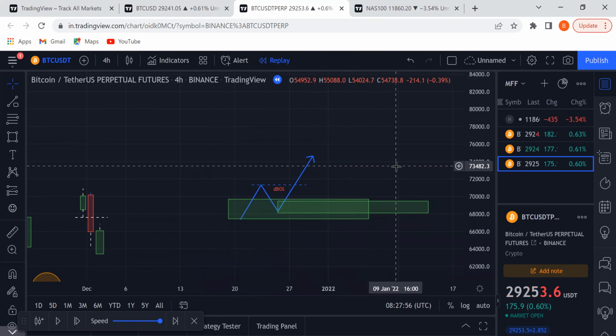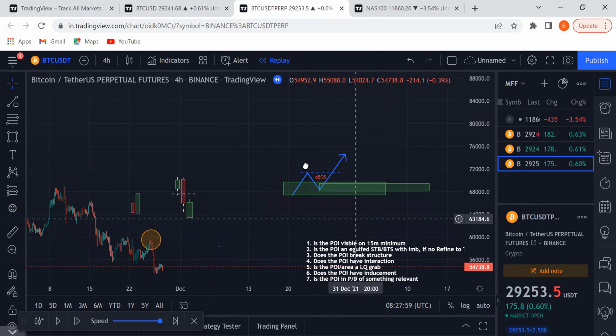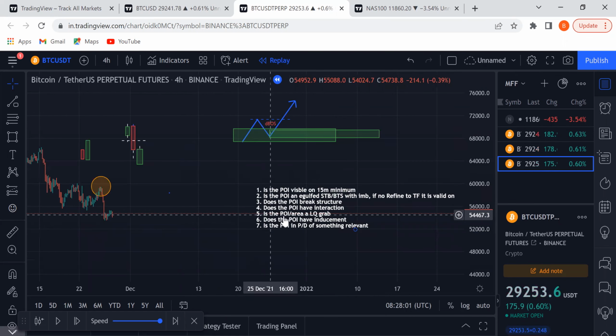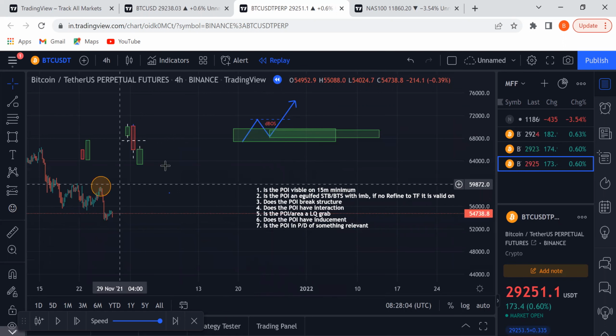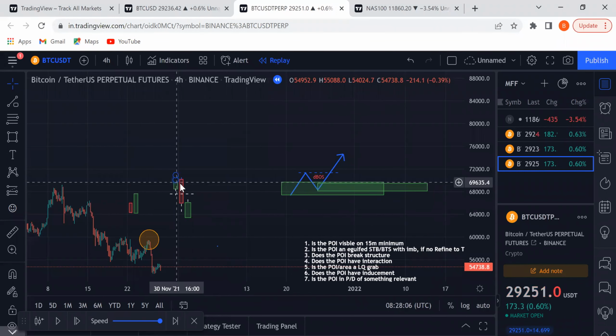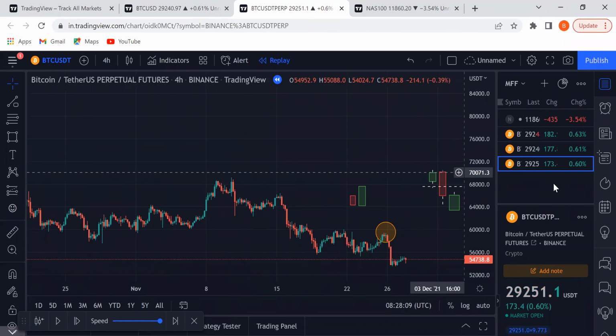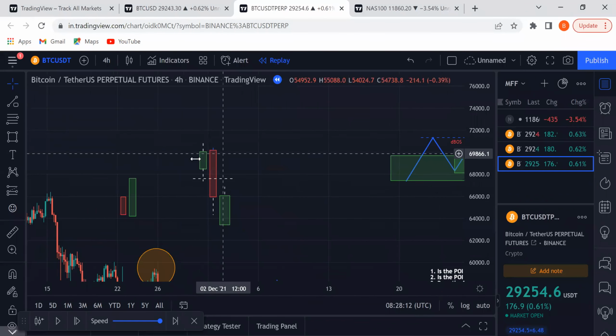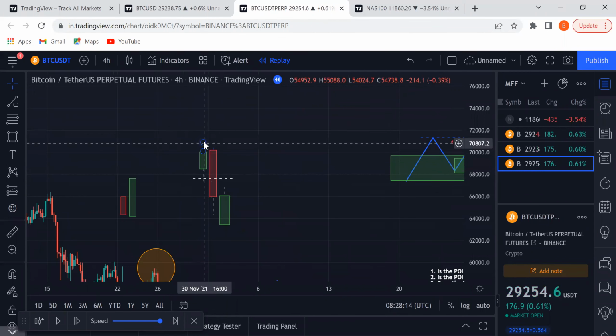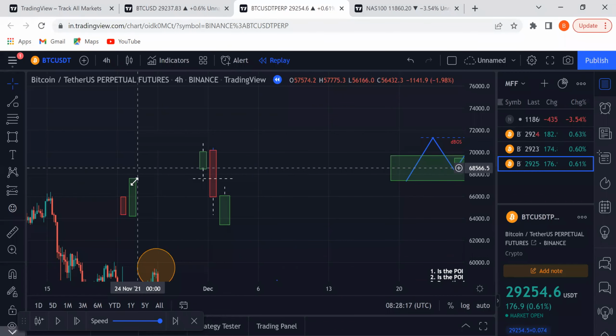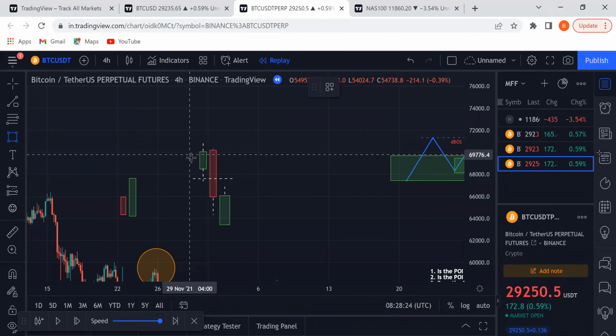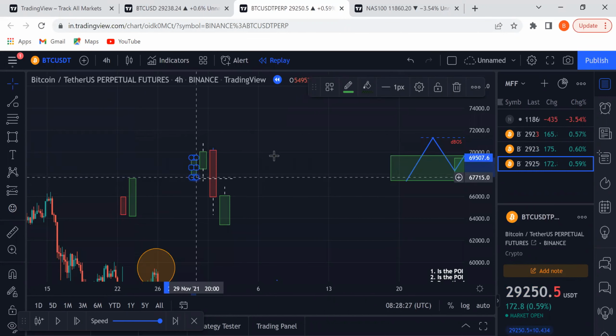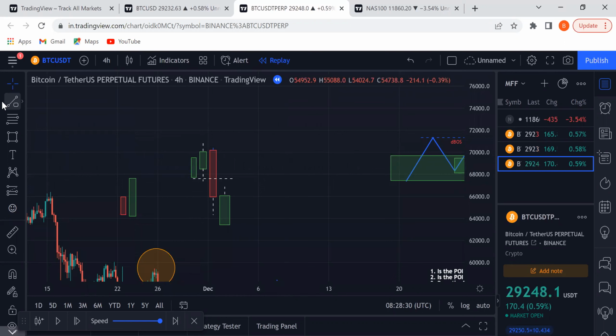So now, what's the next one? Next one says, is the POI a liquidity grab? Now, what does this simply mean? This simply means that if this is the POI here, let's say this is the POI that we are looking at, this buy to sell candle, then the wick here must clear some sort of liquidity. You understand? Maybe there's a candle before it here. Let's say we have a buy candle here, or any kind of candle, right? And the sweep is to this point.